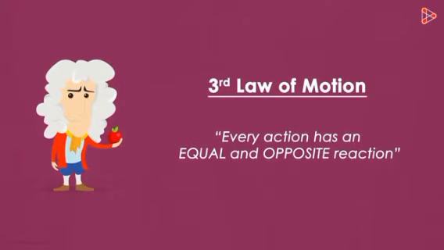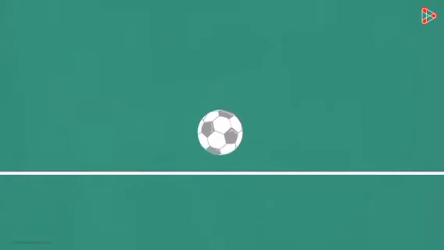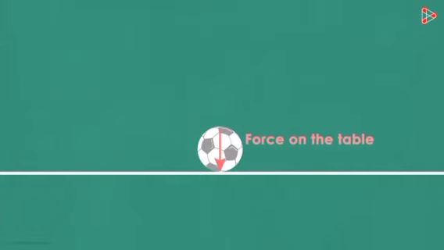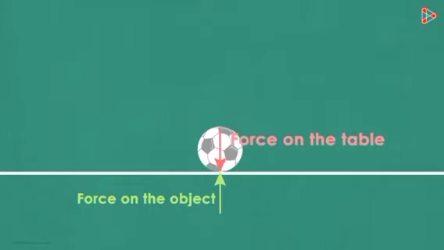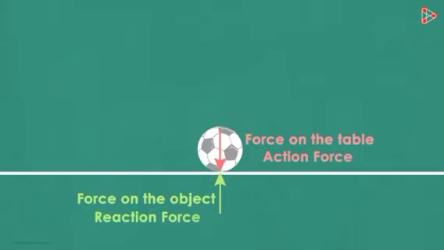The question you need to ask yourself while studying the third law is, what happens when two objects interact with each other? What happens when you place an object on the table? The object exerts a force on the table and the table exerts an upward force on the object. There are two forces that result from this interaction: a force on the table and a force on the object. The magnitudes of the two forces are the same, but the directions are opposite. These forces are called action and reaction forces.